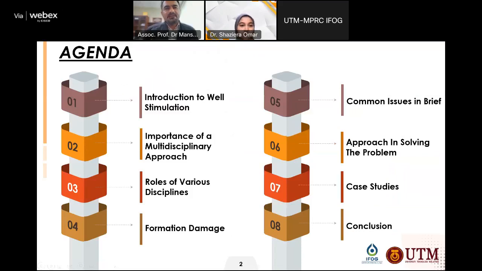Okay, so this is the agenda. We'll start with an overview of well stimulation, followed by why a multidisciplinary approach is crucial. Then we'll delve into the roles of different disciplines in the process and discuss how we can enhance stimulation effectiveness. We'll also touch upon formation damage, and specifically for scales and precipitates, an approach to solving the problem, before diving into some case studies, and we will wrap up with our conclusion.